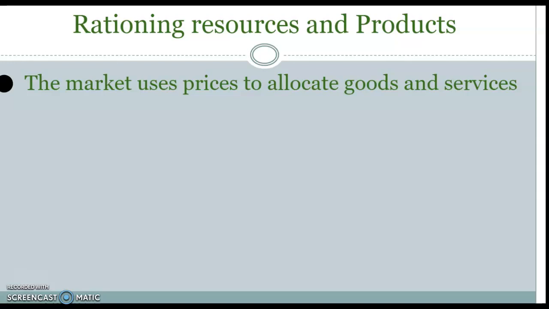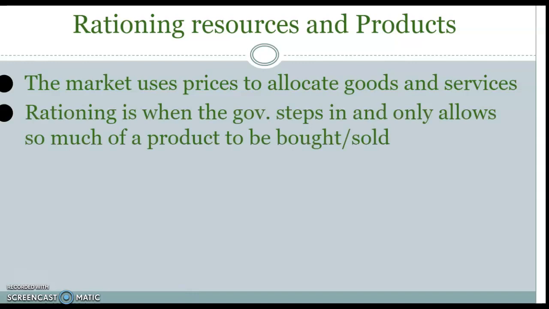Okay? So, when you're trying to allocate resources, say for a farm, you know that in an area where the corn might need a little bit more water than something like wheat, you're going to be allocating more water in that area to the corn than you would to the wheat. Rationing is done mainly by the government, and that's when the government is stepping in and allowing so much of a product to be bought or sold.